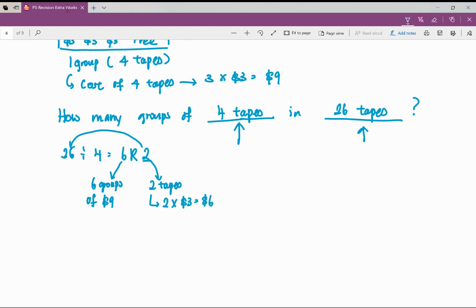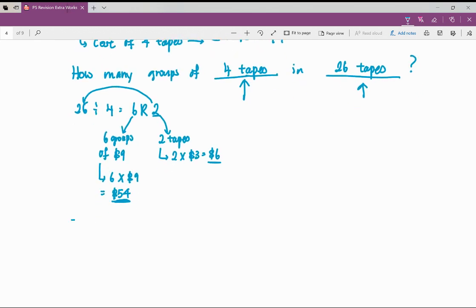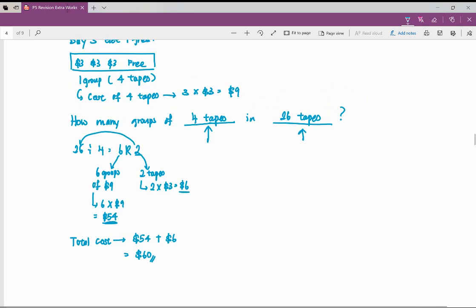And for the 6 groups of $9, I also need to figure out, so that's 6 times $9, that is $54. So $54, and the 2 tips on its own $6. My total cost will be $54 plus $6, and that will be $60. Okay, that's it. All right.